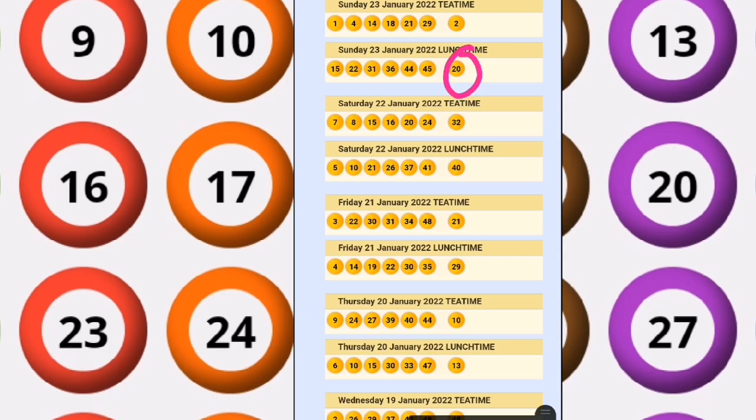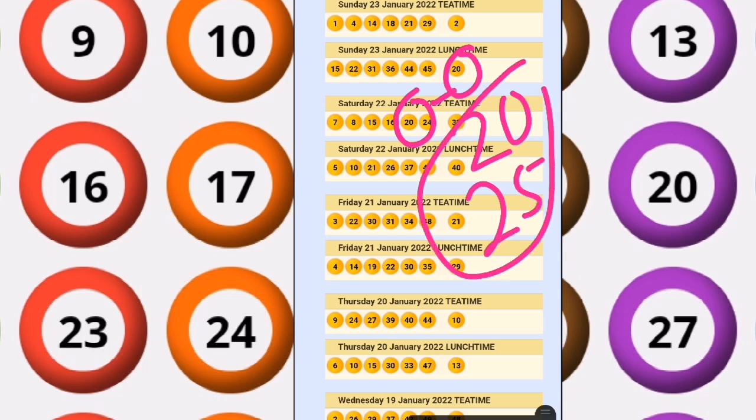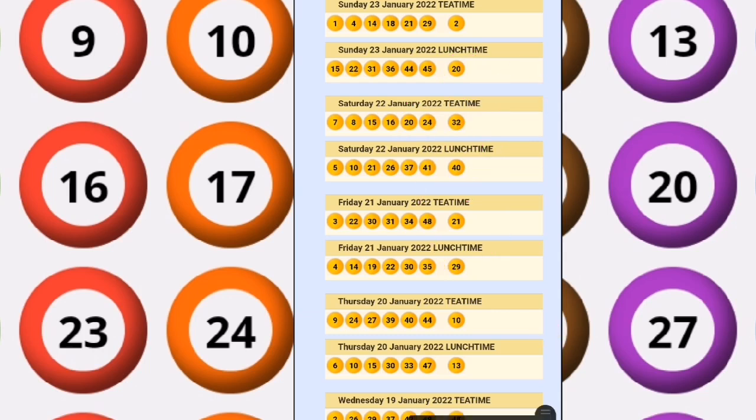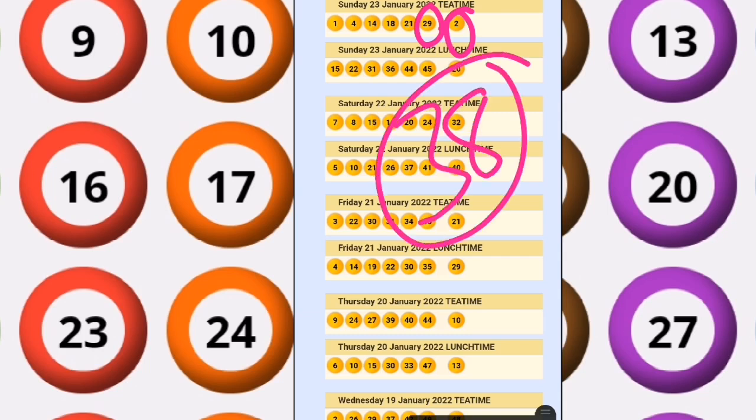So we have 20 here and we have 20 here, so it's likely for 20 to repeat, or they will bring 25. So we have 2 here and we have 29 there. So I don't know what is stopping 38 from dropping. 38 is being delayed for some time right now.